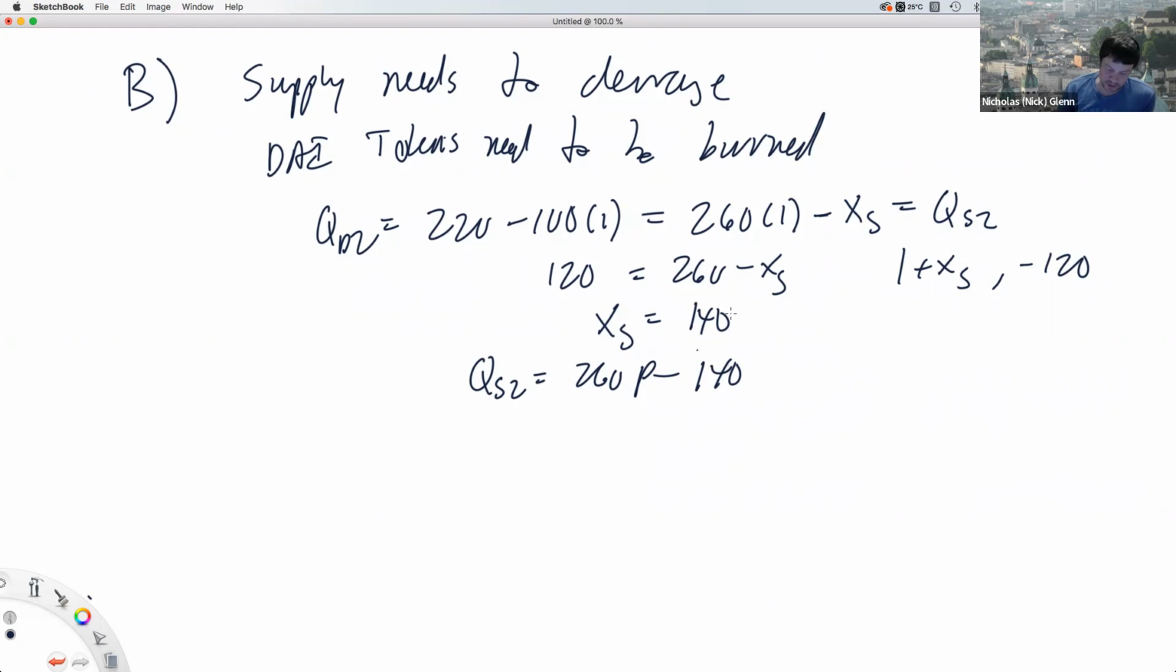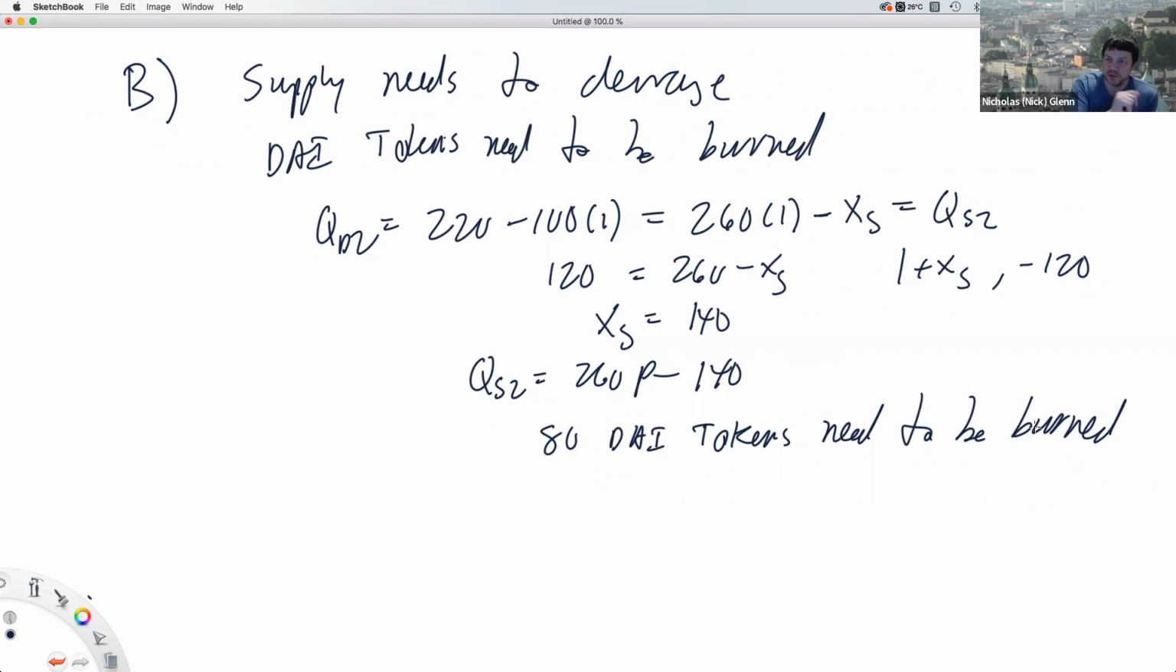So we need to decrease supply by 80, because it went from negative 60 to negative 140. So 80 DAI tokens need to be burned, removed from the supply. The way that happens is when people pay back these collateralized debt positions, they pay it back to these smart contracts, and then these tokens will just be burned. They'll disappear, taken from the money supply. All right.